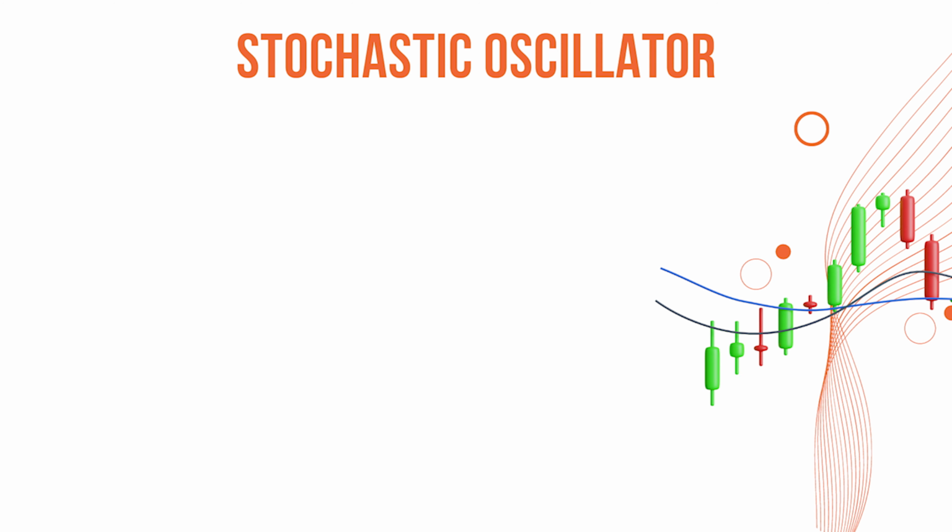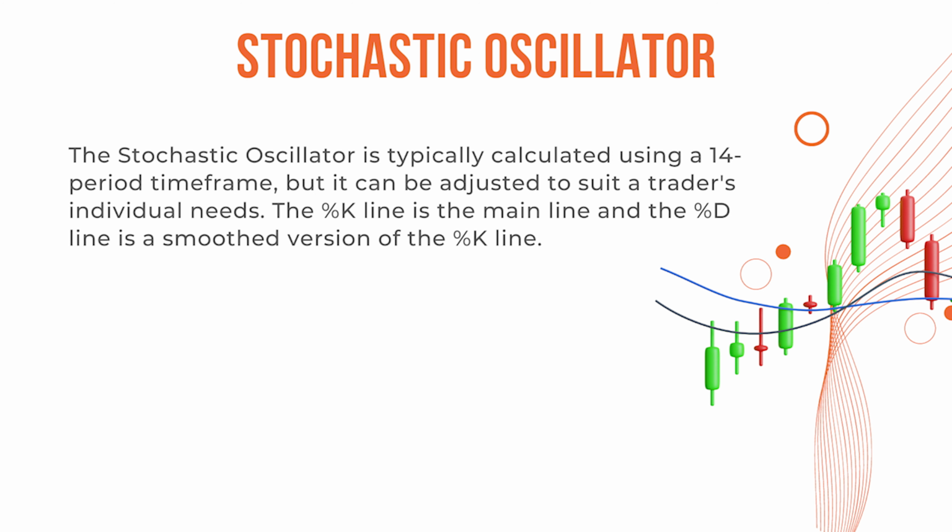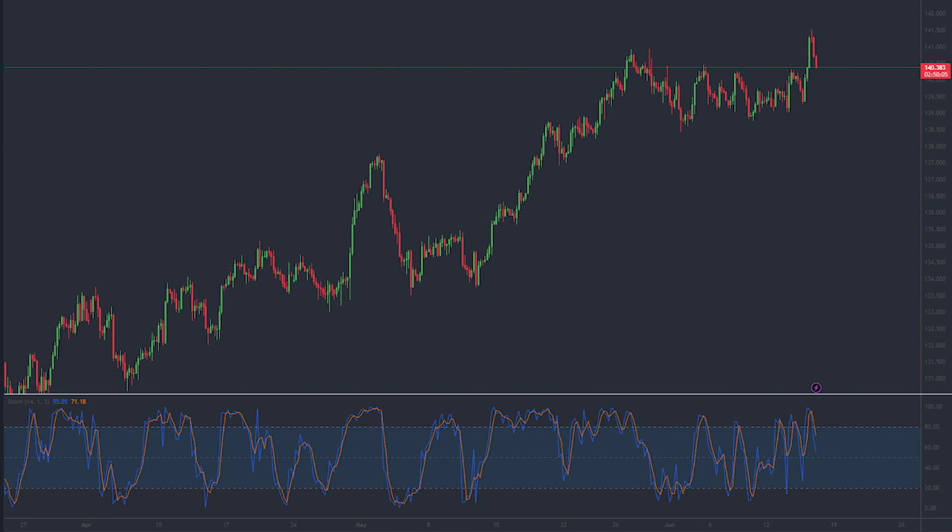Next up, Stochastic Oscillator. The stochastic oscillator is typically calculated using a 14-period time frame, but it can be adjusted to suit a trader's individual needs. The %K line is the main line and the %D line is the smoothed version of the %K line.